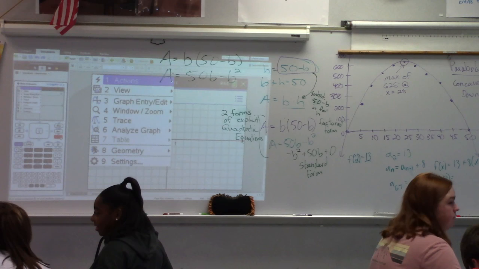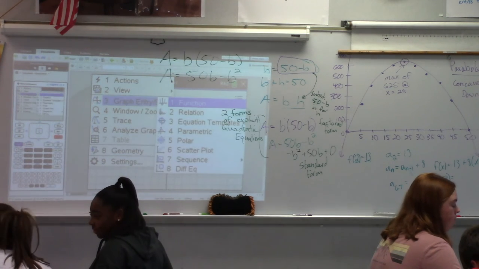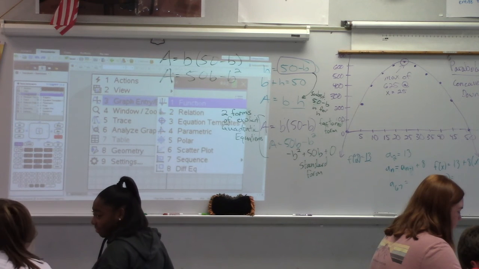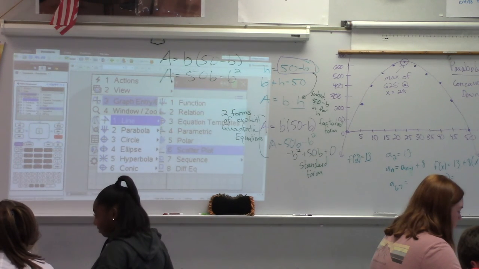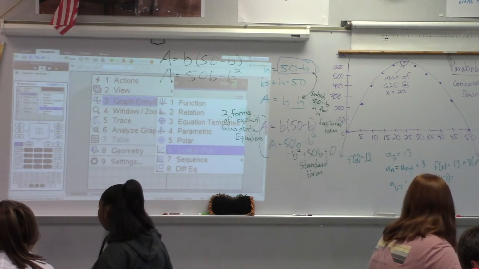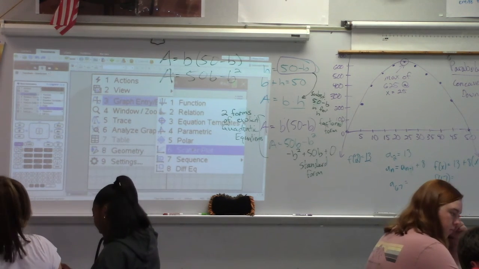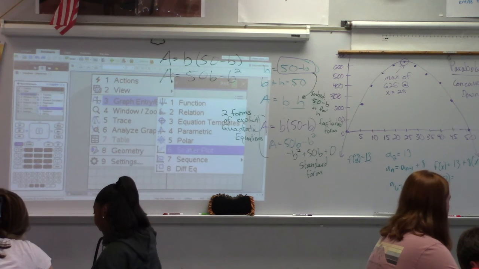Where are we going? Graph entry. What do you see under graph entry? Scatter plot. Ah, beautiful. I can graph the scatter plot. So click on 6 for scatter plot. We're all caught up, right? You're not going to ask me to re-say any of that? Okay.